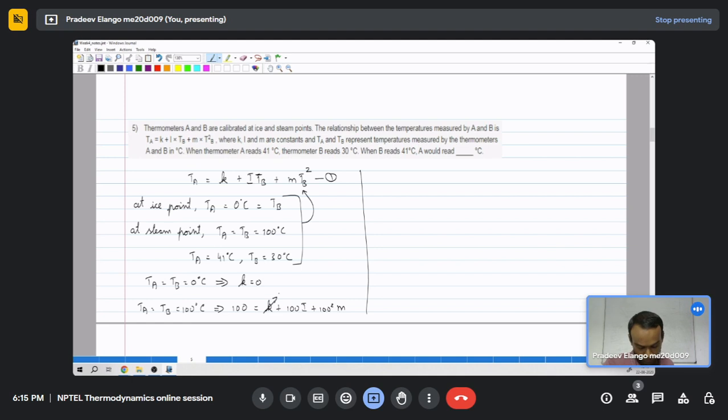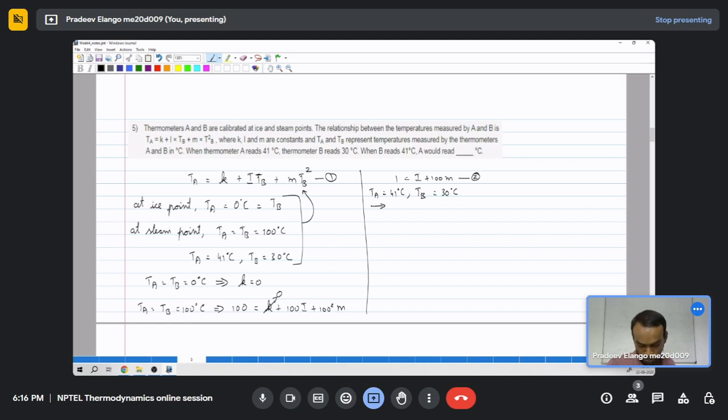So now K, we know that it is 0. Now I can divide the expression by 100, and then I will have 1 is equal to I plus 100M. So this I can take as equation 2, and in the third case we have TA equal to 41 degrees Celsius and TB is 30 degrees Celsius.